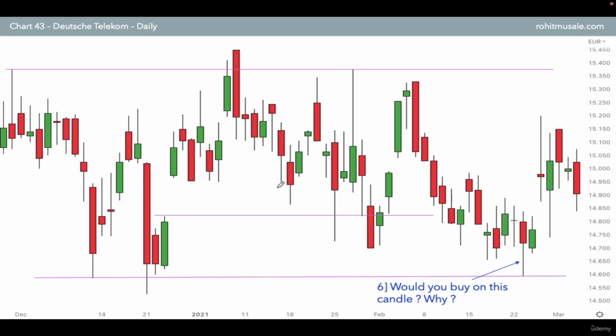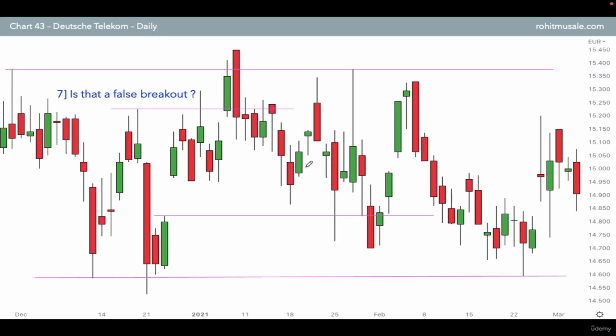Number 6, would you buy on this candle and why? So if you look at this candle, would you buy on that candle? Well, the answer is obviously no, because first, it's a red candle. Why would I buy on that red candle, which is bearish in nature? Secondly, just because it is confirming prior support doesn't mean that I put a buy order on that candle.